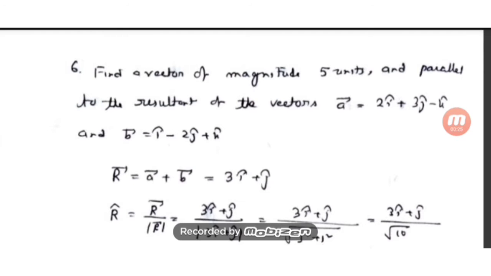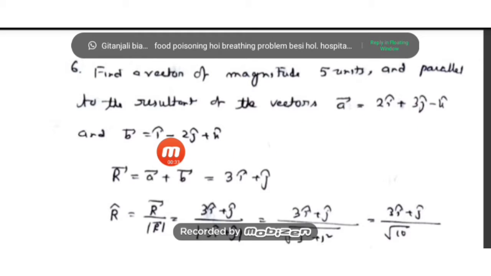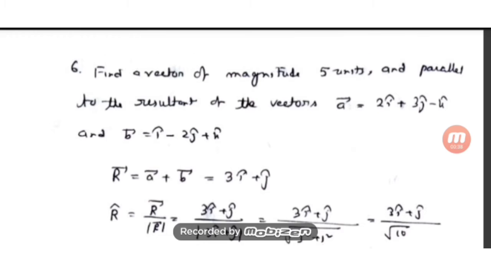So your question number 6 is find a vector of magnitude 5 units and parallel to the resultant of the vector a bar and b bar. So what is given here, you see, you have to find a vector of magnitude 5 units.